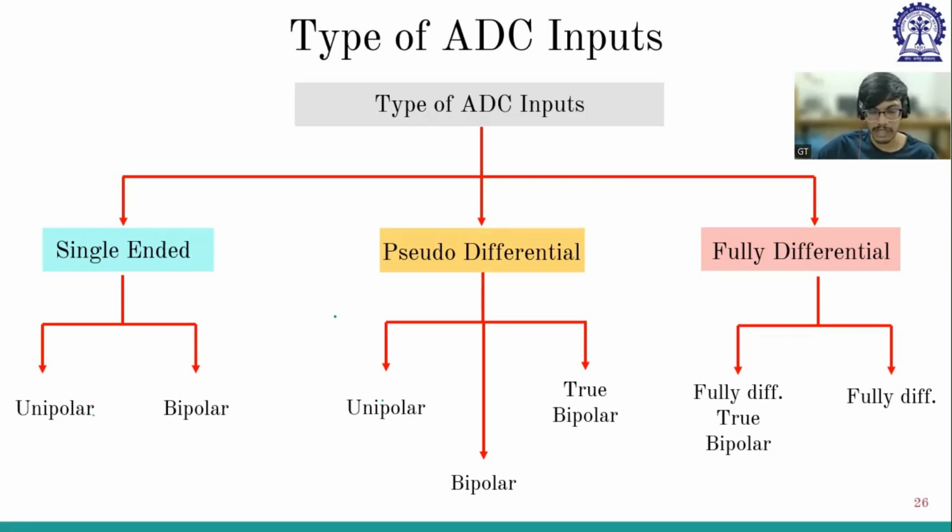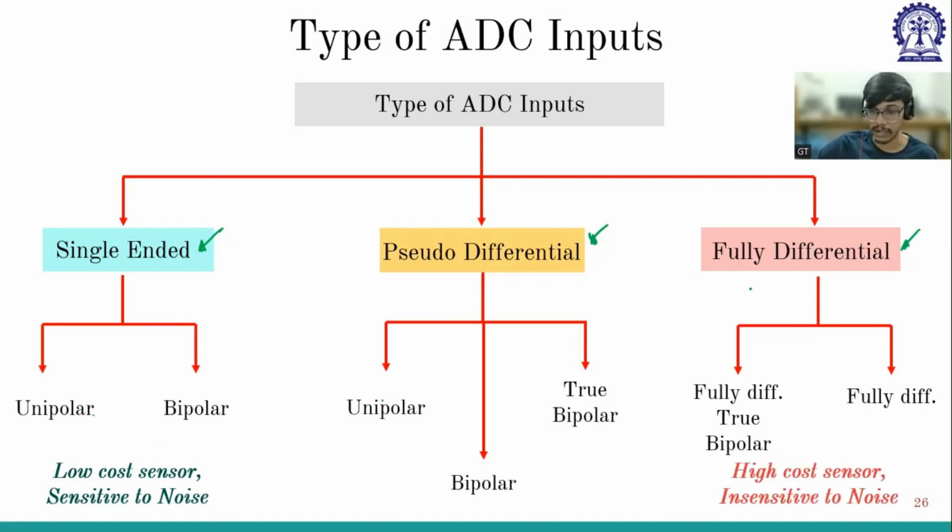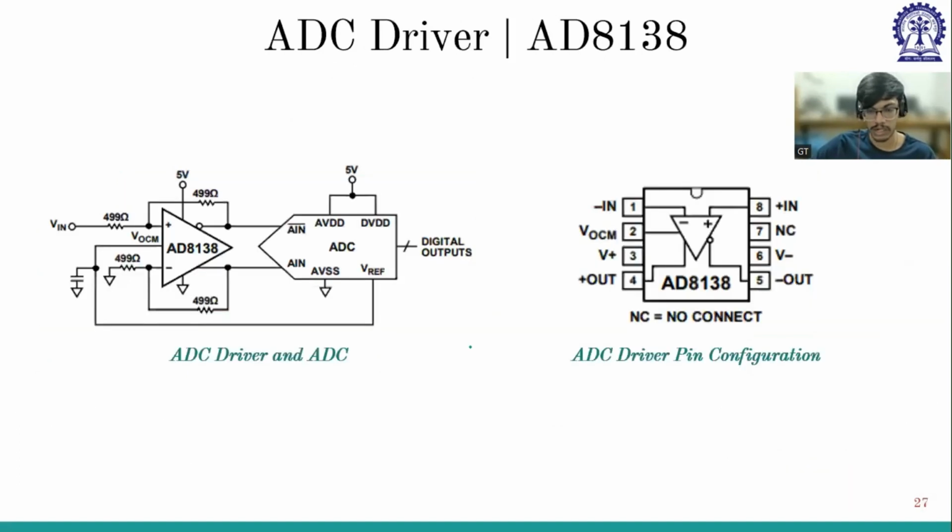I'm just giving this because these are actually important, because in a datasheet they'll give whether the input is pseudo differential or fully differential. So depending upon that, we have to select whatever ADC that we want, and these are all in the datasheet, and this terminology you should be aware of. So single-ended means one will be grounded, so the cost will be less, but it is sensitive to noise because one terminal is grounded. Fully differential means both voltages are not, any one of them is not grounded, so the cost will be high, and it is insensitive to noise because there is no ground connected. So this is an ADC driver.